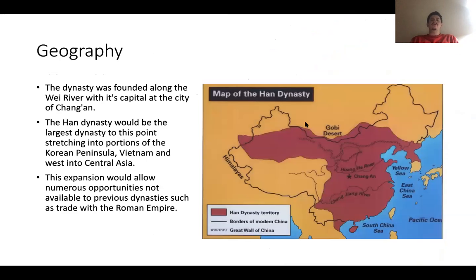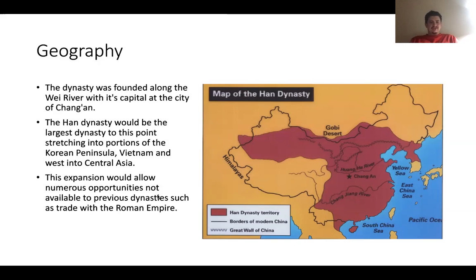So on your GRAPES notes, we're going to start with geography. The Han Dynasty was founded along the Wei River, which you can kind of see right here. And the capital was Chang'an. As far as land area goes, the Han Dynasty would be the largest Chinese dynasty up to this point. And it stretched into portions of modern-day North and South Korea, Vietnam, Taiwan, those areas, and then as far west as portions of Central Asia even.